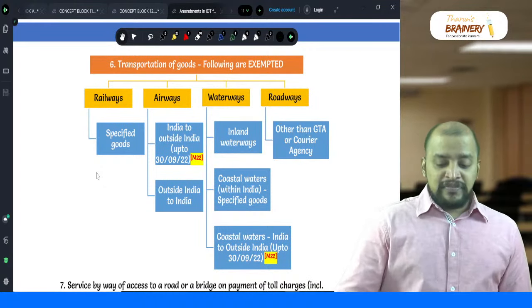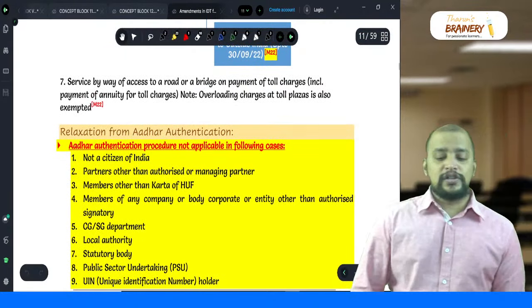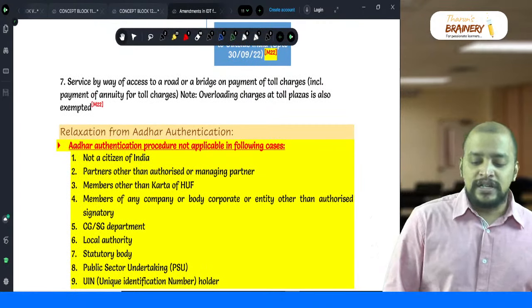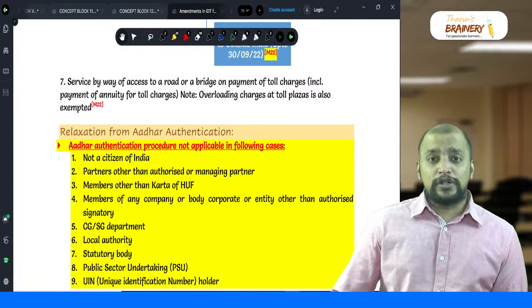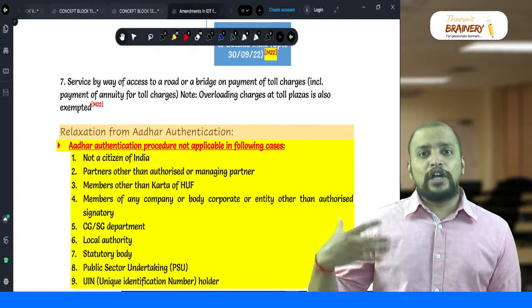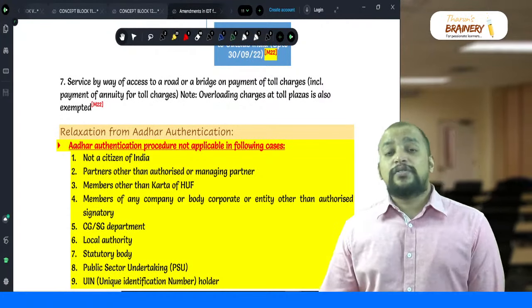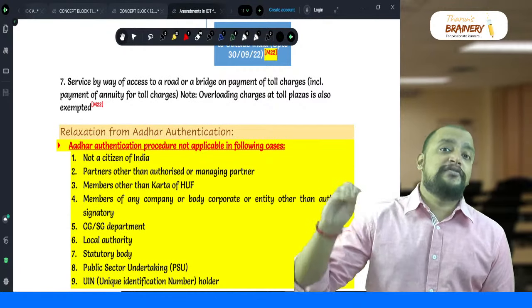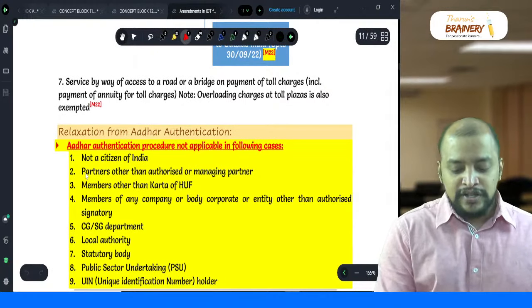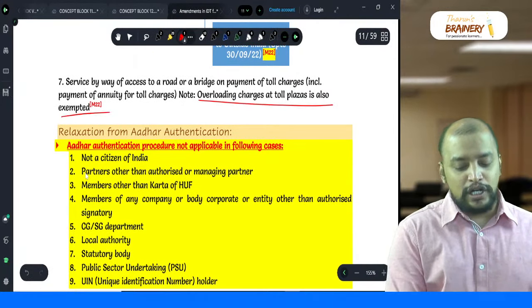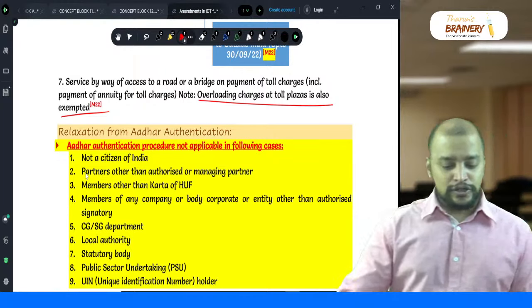Okay. Then next point is services by way of accessing road or toll charges. That includes overloading charges at the toll plaza. Generally in the toll plazas, if there is any overloading of the vehicle, they will be collecting overloading charges. Even that overloading charge is part and parcel of toll charges. So that is also exempted. Toll charges are anyhow exempted, so what is special here is that overloading charges. That overloading charges collected by toll gates is also exempted.